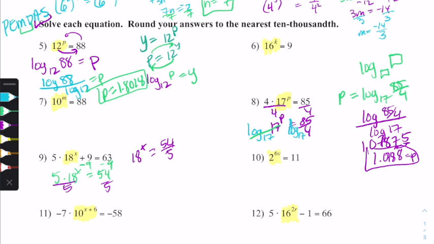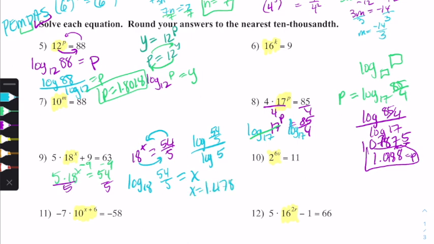I'm going to switch to log because we're undoing an exponential. So we do the base is 18, so log base 18 of, hop to the other side, so 54 fifths, hop to the exponent equals x. So now I'm going to put that in my calculator, so I'm going to do log 54 fifths divided by log 5. And that gives us x equals 1.47849. So then after the 9, or after the 4 is a 9, so then that bumps it up to a 5. So 1.4785.